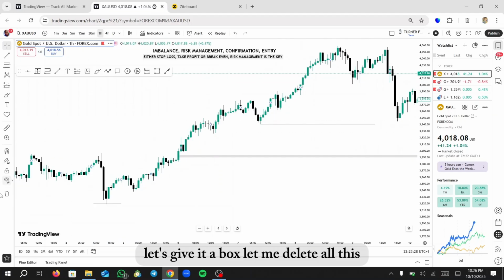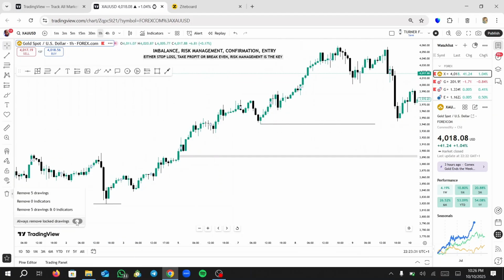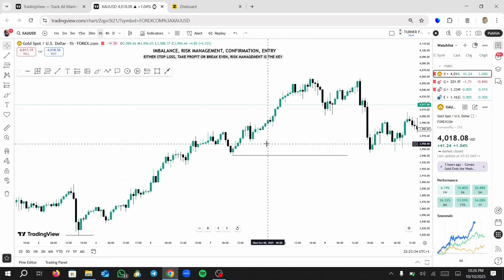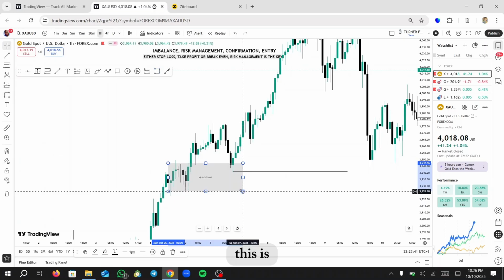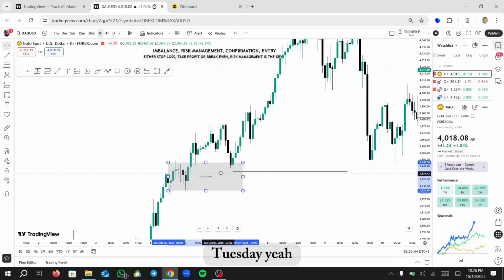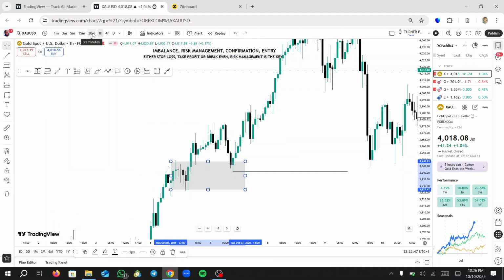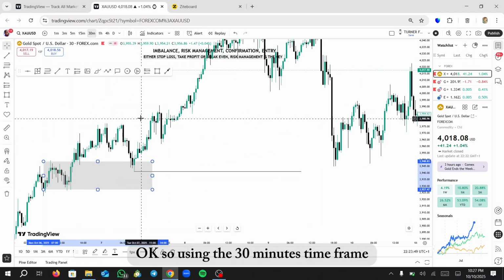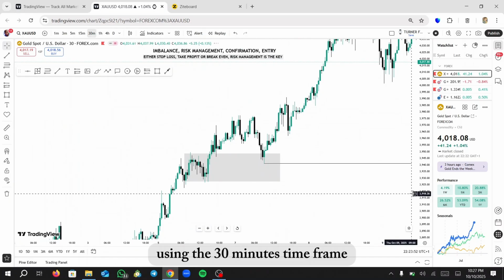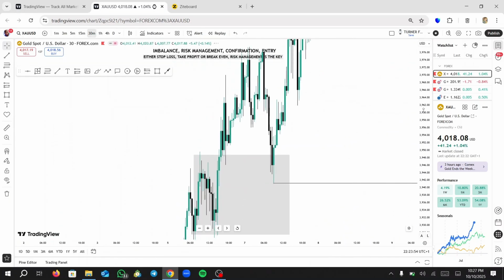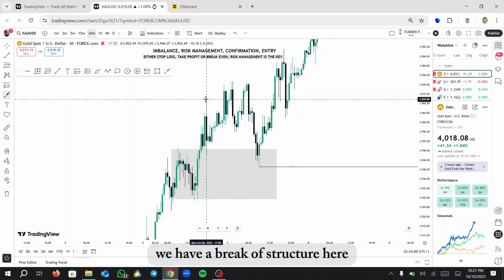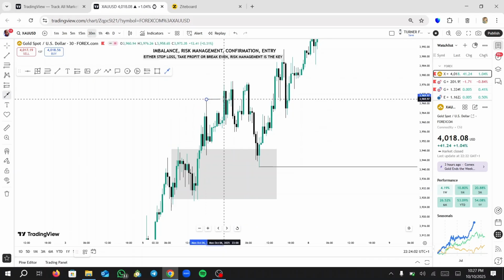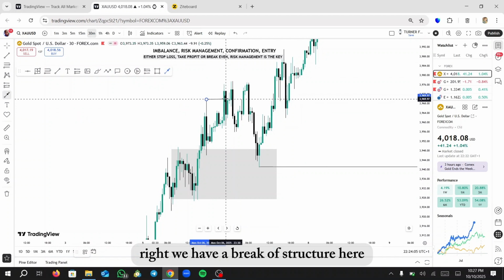Let's give it a box. Let me delete all this. Okay, let me just create a box here. Was this Monday or Tuesday? Tuesday, yeah, Tuesday, not Monday. Okay, so using the 30 minutes time frame, as you can see right here, we have a break of structure here, right? We have a break of structure here.